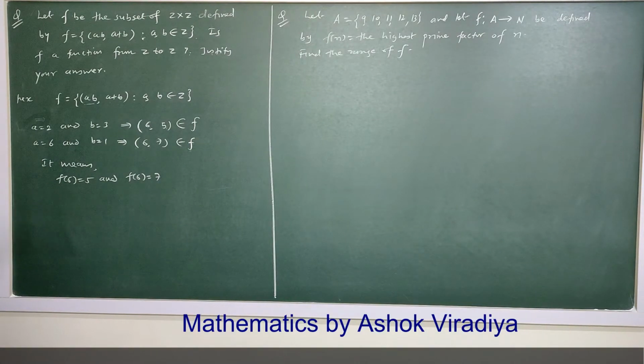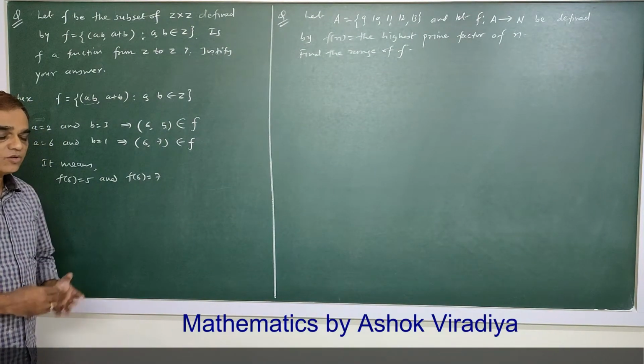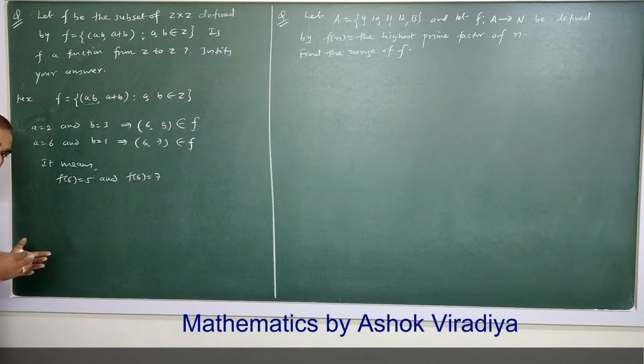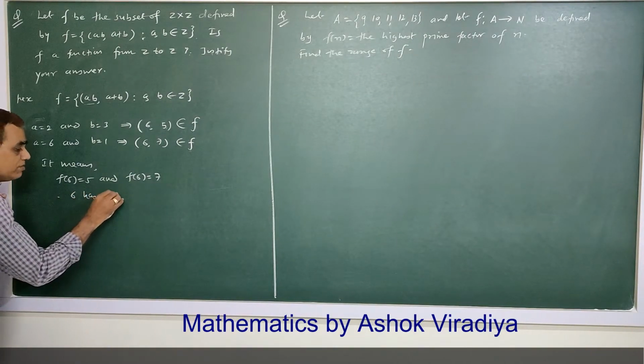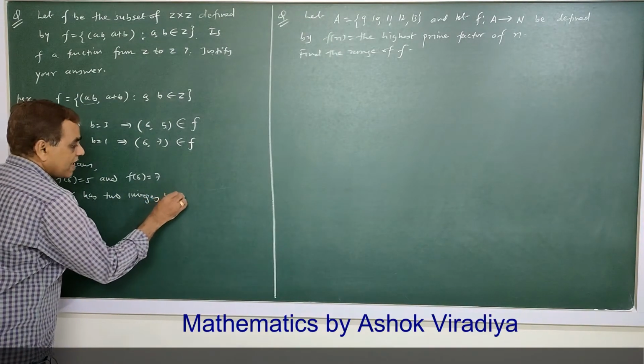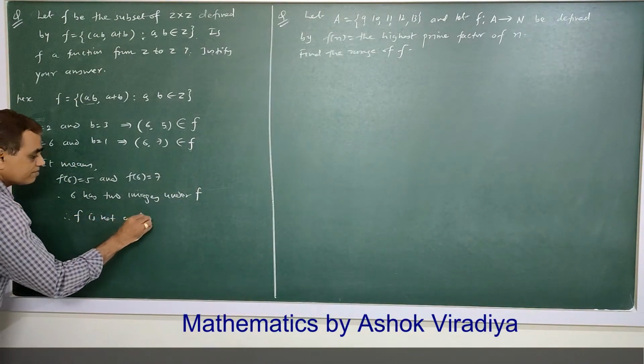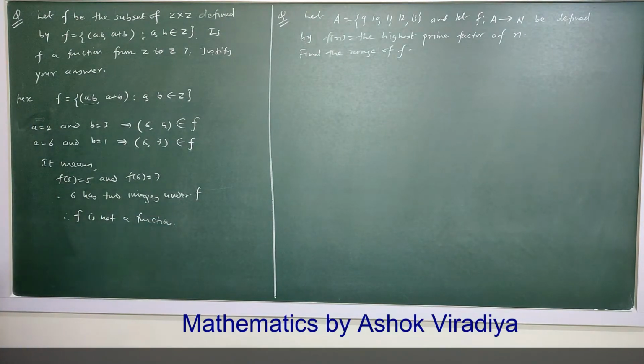So 6 has more than 1 image. That means if any element has more than 1 image, then it is not a function. Therefore 6 has 2 images under f, which is not allowed. Therefore f is not a function. We can show so many counter examples to prove that this is not a function.